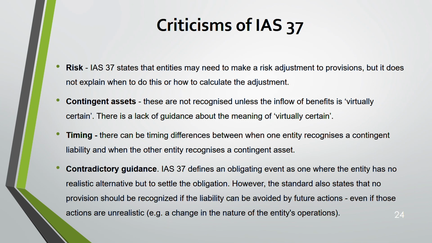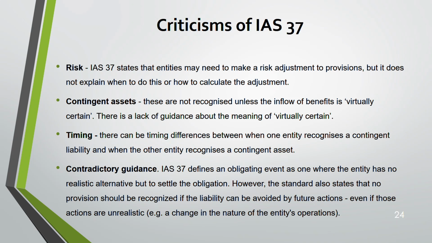Then the last criticism is contradictory guidance. What does it mean? IAS 37 defines an obligating event as one where the entity has no realistic alternative but to settle the obligation. That means you have to settle the obligation, which is not very realistic because in reality, one might not settle the obligation. However, the standard also states that no provision should be recognized if the liability can be avoided by future actions, right? But those future actions, even though they are unrealistic, right?